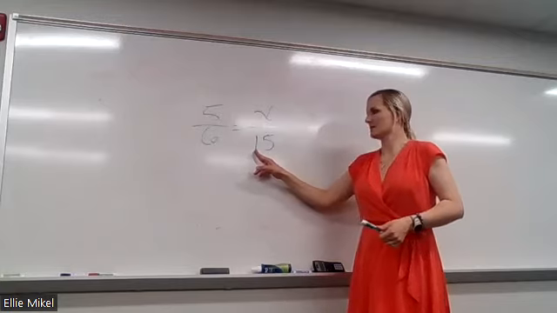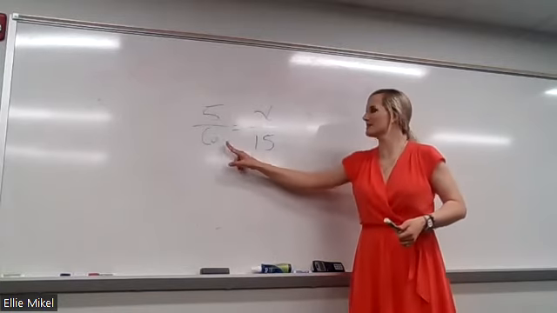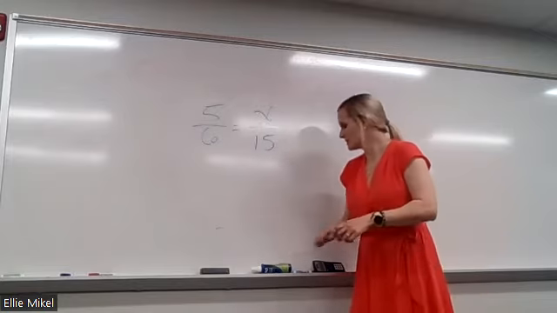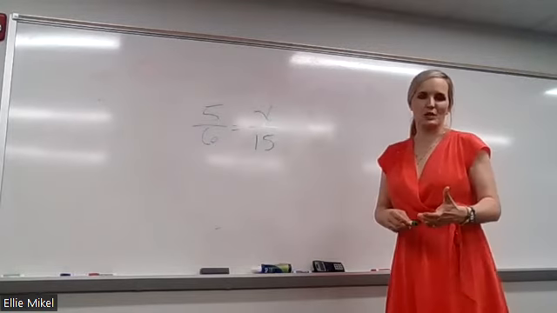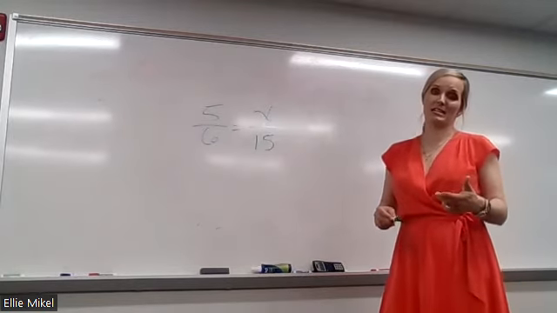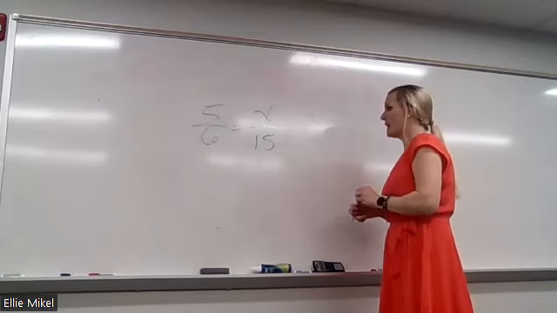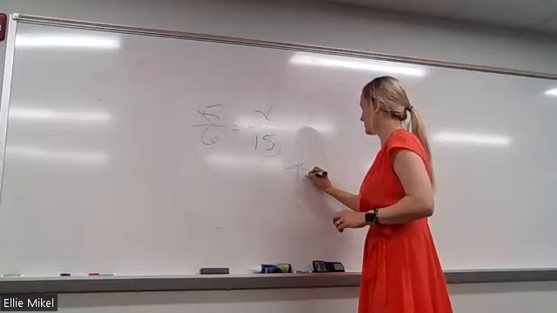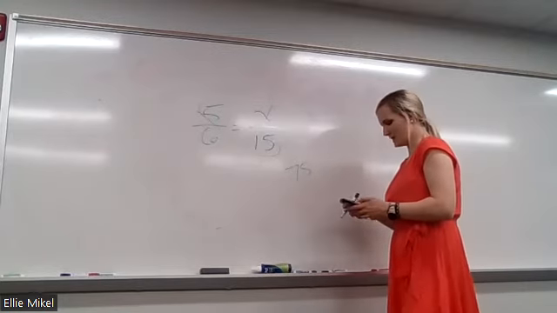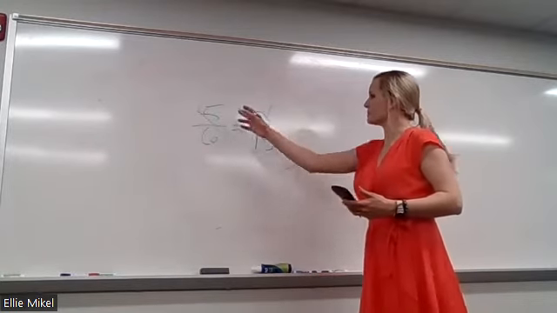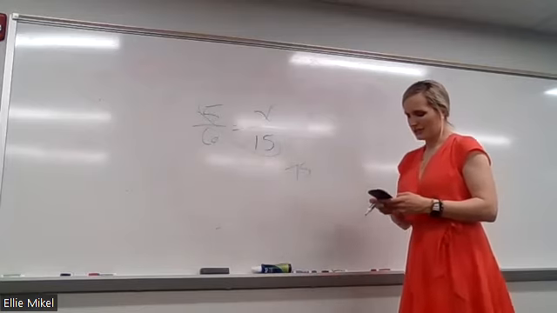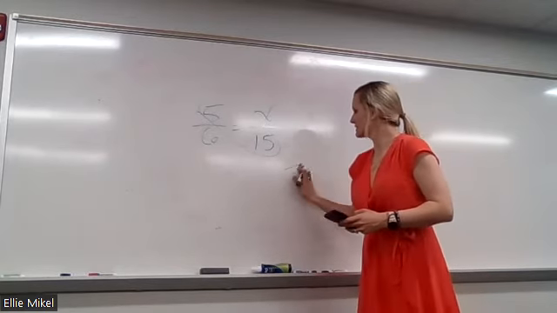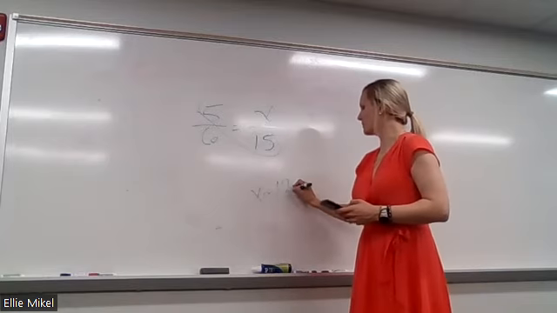Well, 6 to 15, there's not an easy multiple here. 6 times 2, no, 6 times 3, no. So instead, it's easy to use this cross multiplication method because this means we're probably going to end up with a decimal answer here. So 5 times 15 gives me 75. And then 75 divided by 6, again, because that's our method here, cross multiply, then divide by our last number. 75 divided by 6 gives me 12.5. So in this case, x is equal to 12.5.